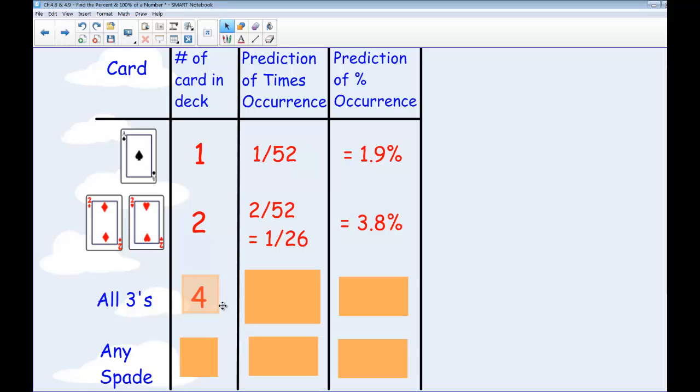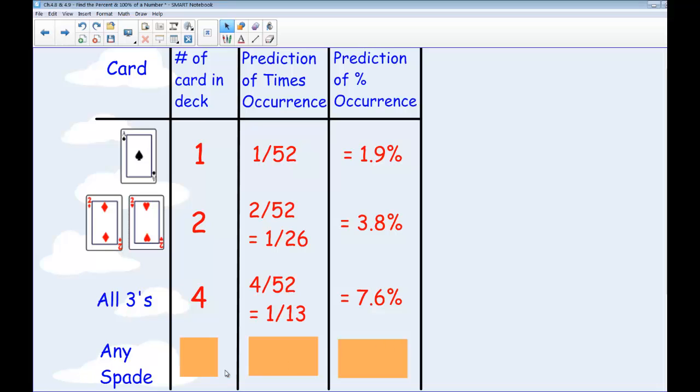Now for any 3, there are 4 threes in the deck, so therefore 4 out of 52, or 1 in 13 chance of picking a 3. So we change that into a percent. There's a 7.6% chance that in one draw you're going to pick a 3.